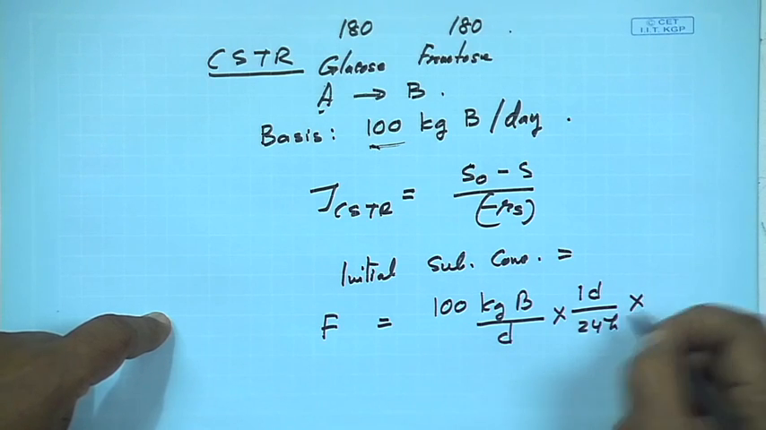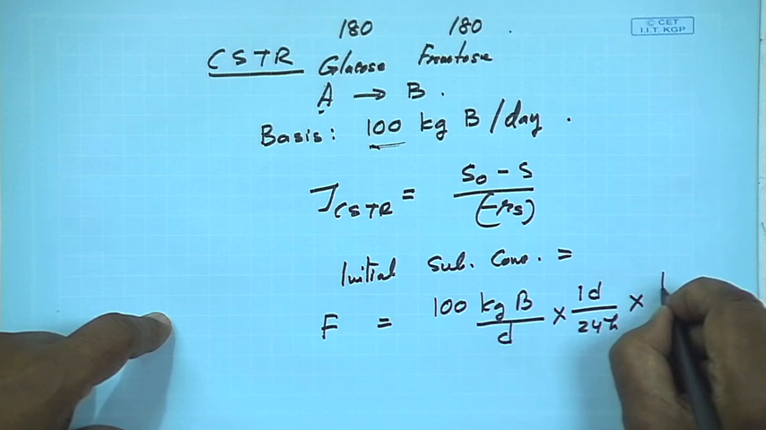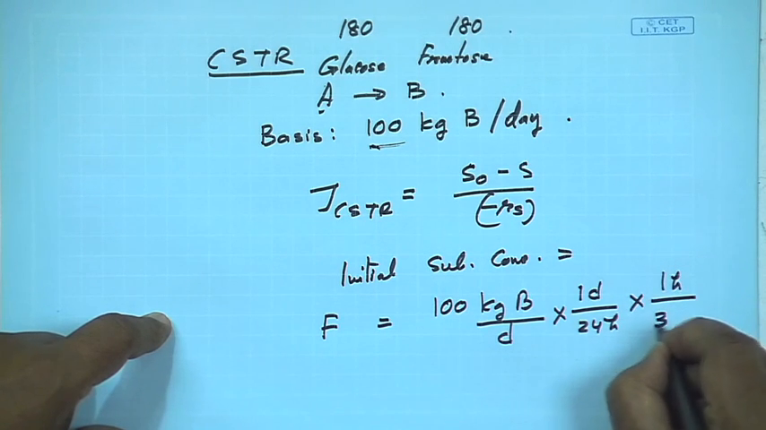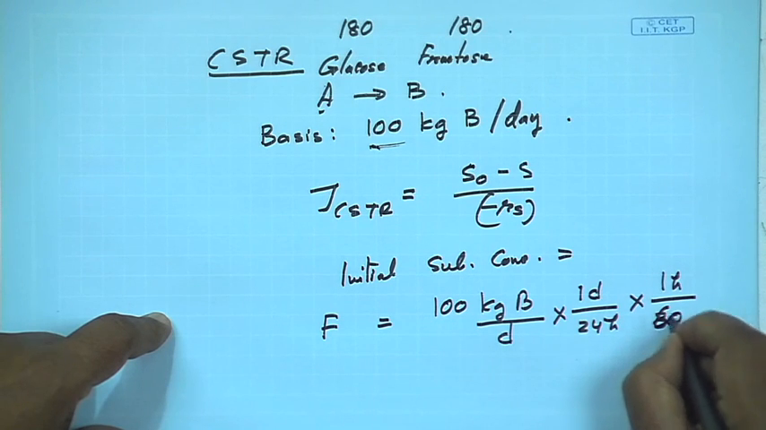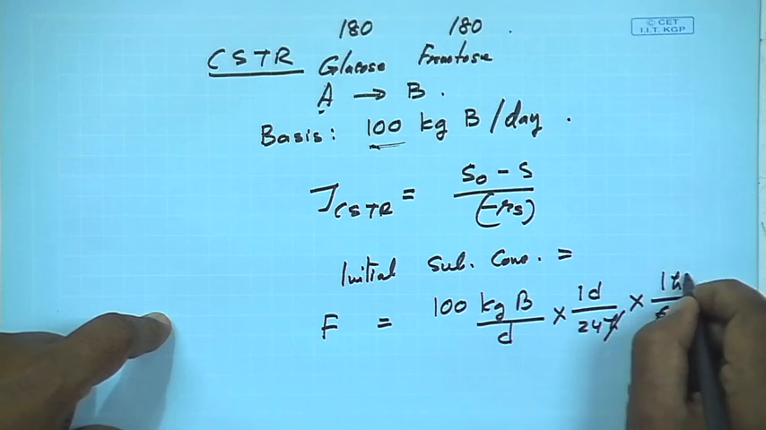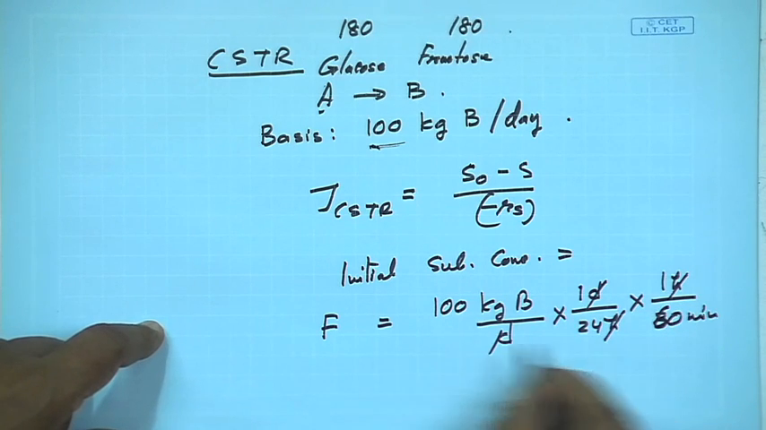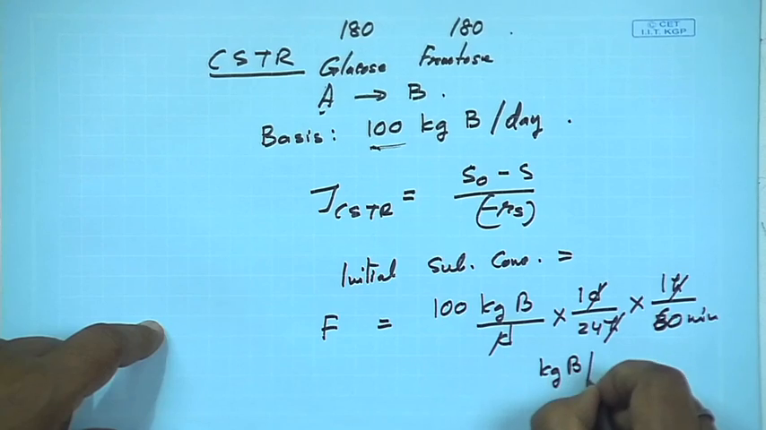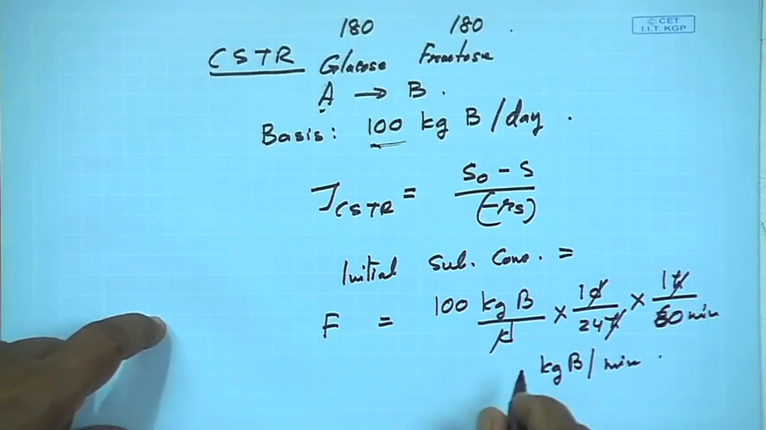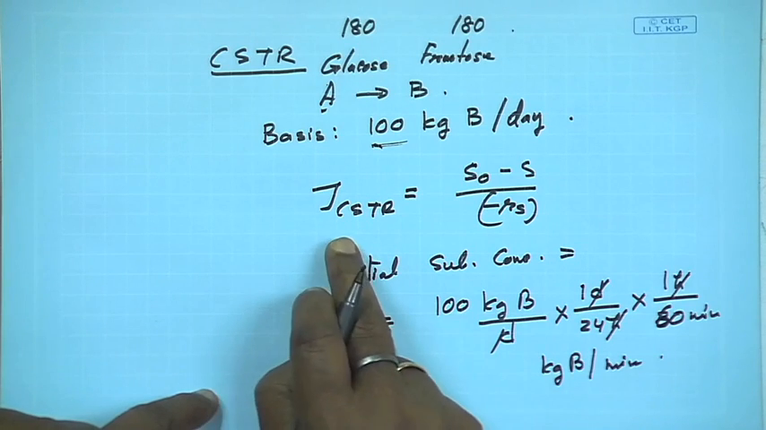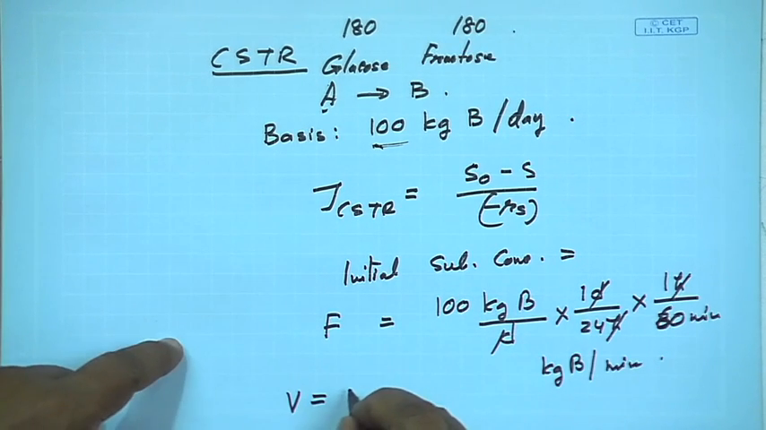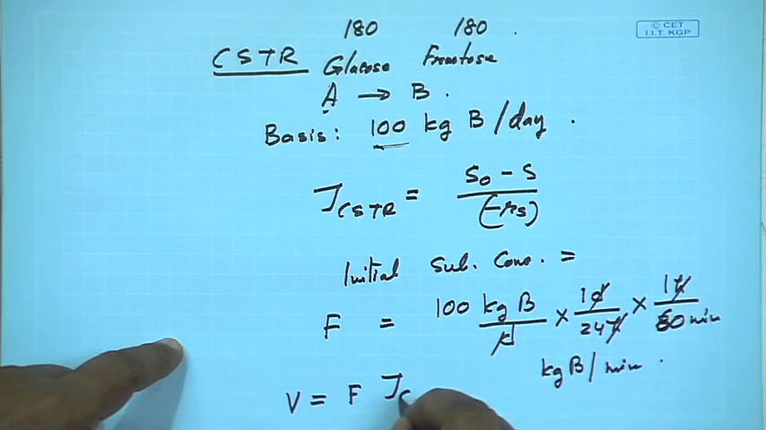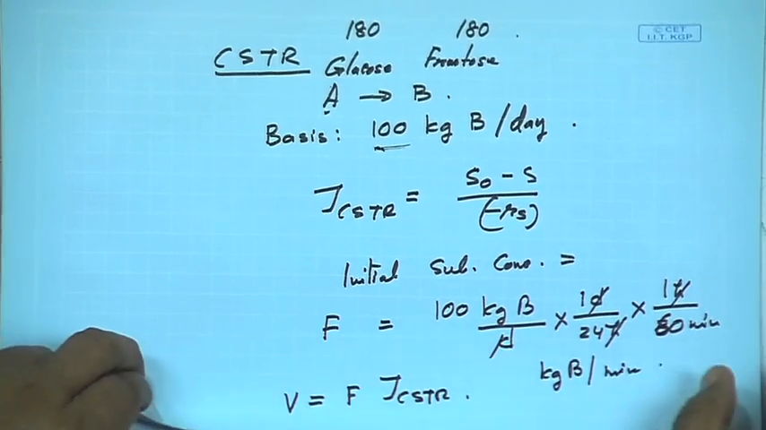And if you want to convert to minutes, 1 hour is equal to what? 60 minutes. So, hours cancel, day will cancel, and you can easily convert to kg per minute. If you do that, the flow rate will come as kg B per minute. Now, once you do that, if you multiply it, V equal to F into tau CSTR. You can do that.